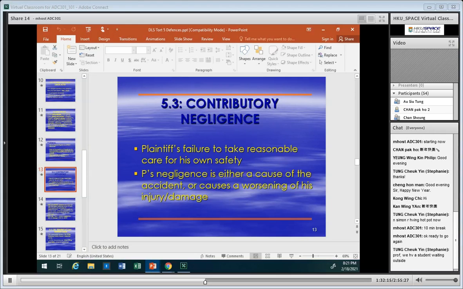And that the plaintiff's negligence is either a cause of the accident or causes a worsening of his injuries, or indeed property damage, okay? And also, we should note that the defendant has to prove that the plaintiff's conduct falls below the standard expected of a plaintiff in those circumstances. Also, you have to prove causation. You have to prove that the act was a cause of the accident, or at least caused a worsening of the damage. Okay.